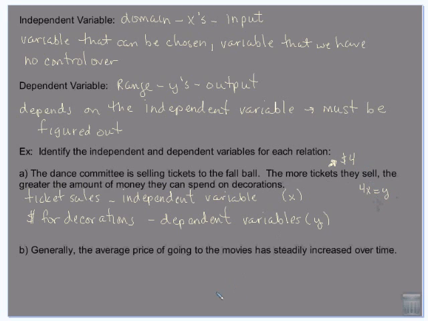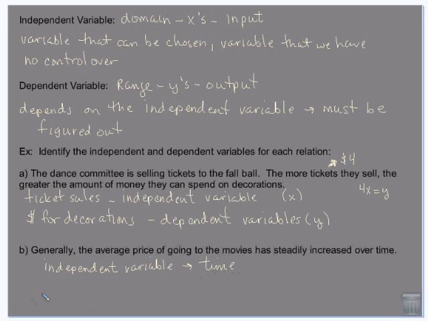Okay, the average price of going to the movies has steadily increased over time. Independent variable? Well, which one do people have no control over? The price of the movie ticket. No, somebody has control over that. So it's steadily increasing over time? Or time. Time is independent.